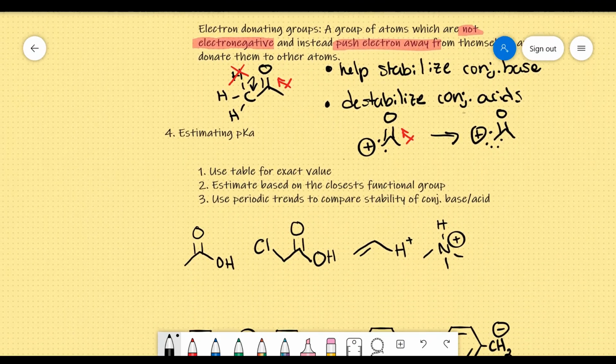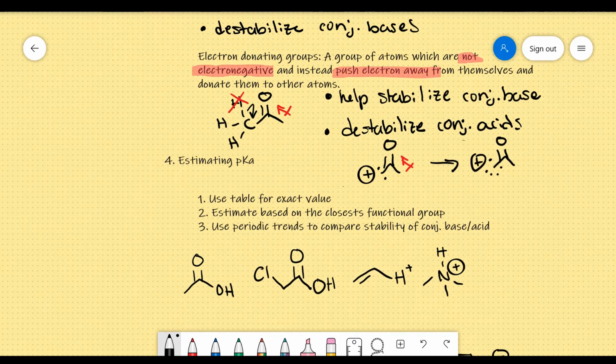Alright, next, and finally, we're going to talk about estimating pKa. So the first thing we do is use the table to see if there's an exact value. If there is, that's what your pKa is. If not, we're going to keep going. We're going to estimate based on its closest functional group. So we're going to see, okay, what functional group does this look like? And then we're going to use the periodic trends, such as with the electron withdrawing and donating group, to compare the stability.